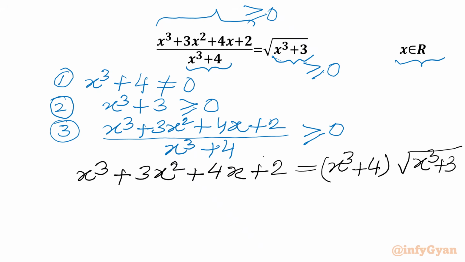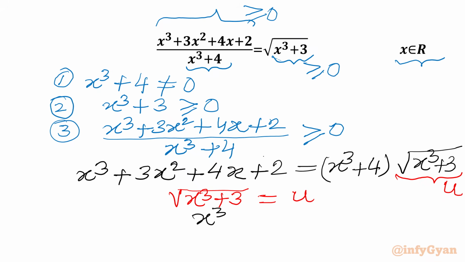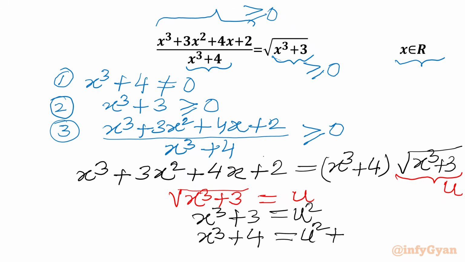Now we will use substitution. So let us consider square root x cube plus 3 equal to u. Now I will be squaring both sides. We will get x cube plus 3 equal to u square. By adding 1 to both sides, we will be able to get x cube plus 4, which will be u square plus 1. So in place of x cube plus 4, we will write u square plus 1.